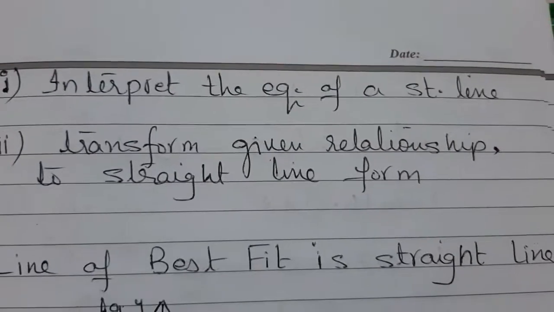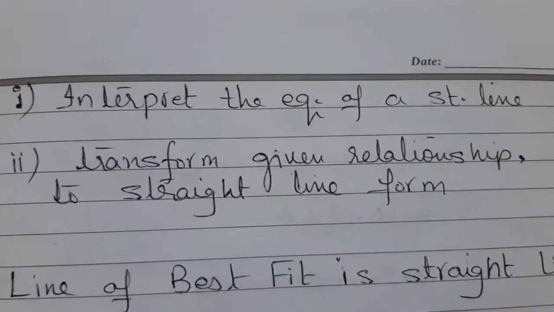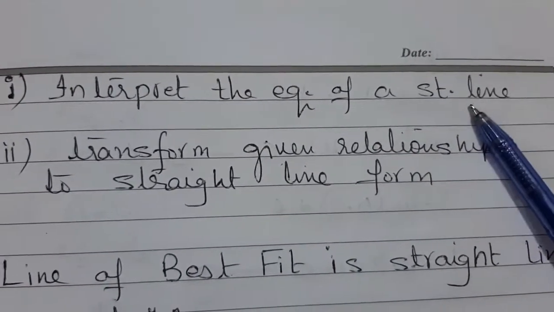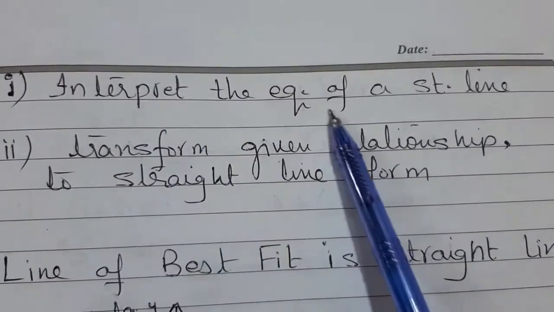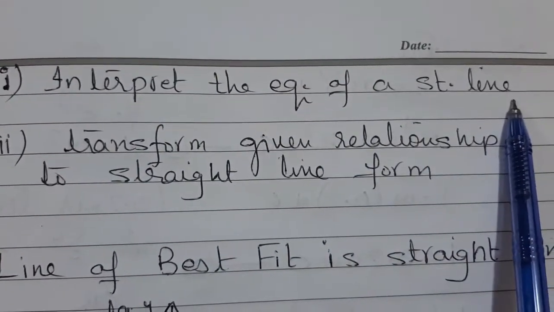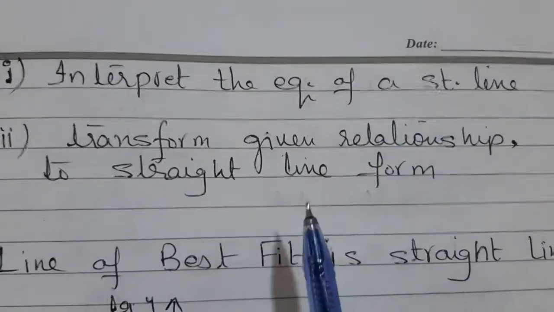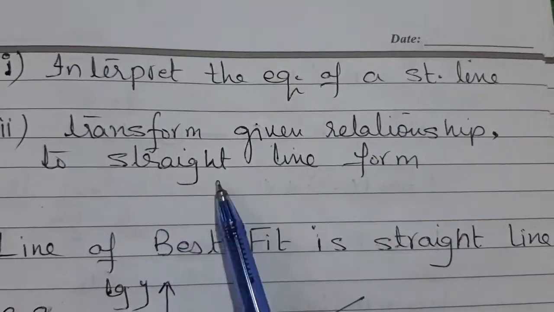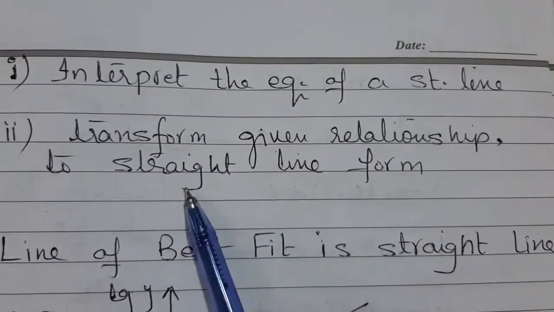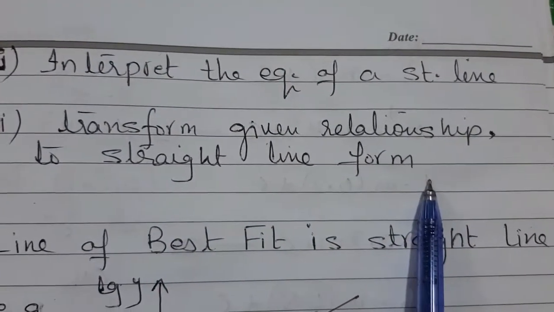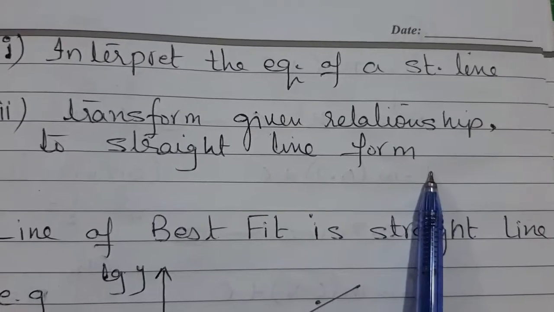So basically there are two types of questions which are part of the syllabus. Number one, the graph will be given to you and you have to interpret the equation of a straight line. I have picked up two questions from past papers to explain this concept. And second, you have to transform the given equation into straight line form, which is y equals mx plus c form.